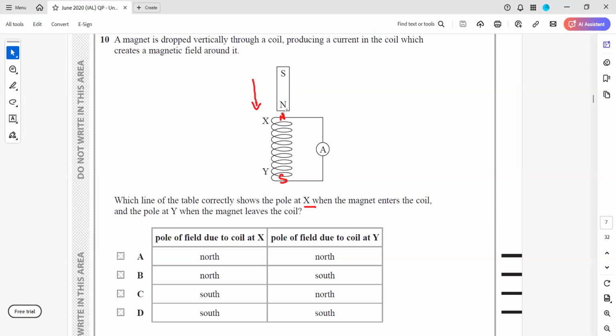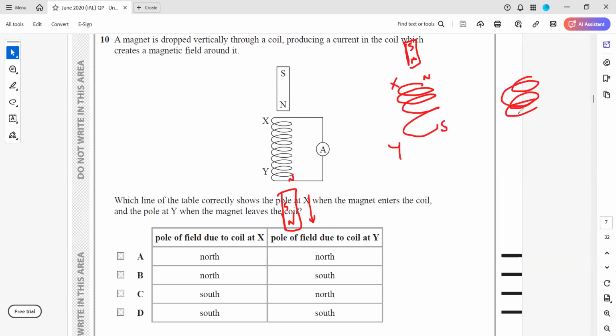Why will it produce a like pole? Because the magnetic field is increasing and the coil will try to decrease it. So there will be a north pole. But when it is leaving, when the magnet is going away, it will try to pull. If it's moving towards, it will oppose the change, north, south. So X will be north, Y will be south. But when it is going away, it will try to pull. So Y will be north and X will be south.